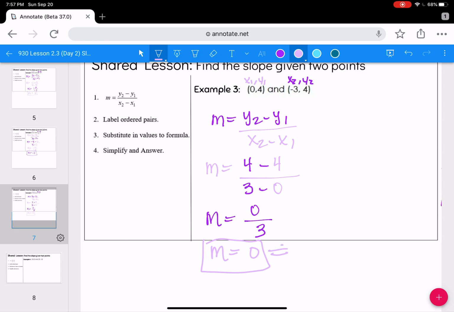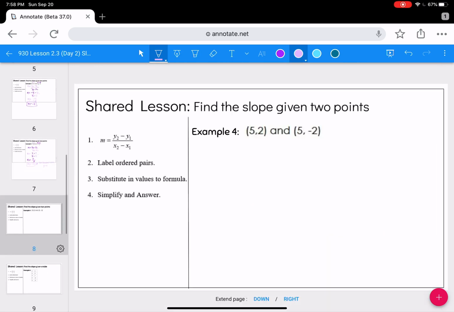Now I have some bonus questions for you. If I have a slope of 0, that means my line is horizontal. We talked about this yesterday. And I can write an equation of a horizontal line as y is equal to, and if we look here, we have our y values are at 4, so we could write this as y is equal to 4. Now this is just like a little bonus section here.